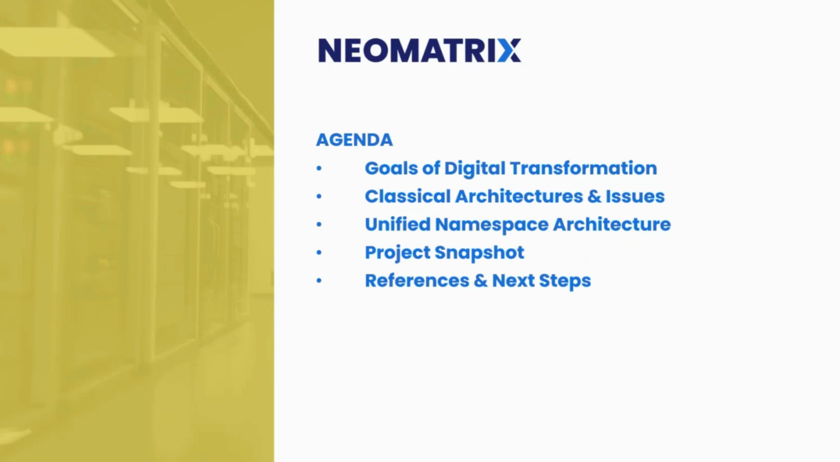Our agenda for today, we're going to start by talking about goals of digital transformation in manufacturing. We're going to move on to classical architectures that have been used over the past 25 years and issues with those architectures. We'll get into the unified namespace architecture. We'll review a project that we did with one of our customers where we implemented this architecture. And then we can get into references for other articles, websites, YouTube channels that you can look at and potential next steps, right?